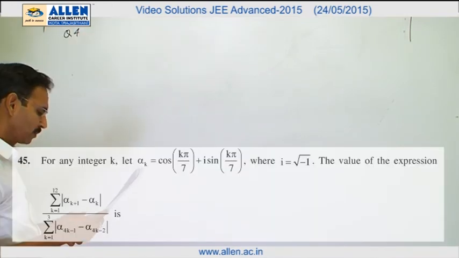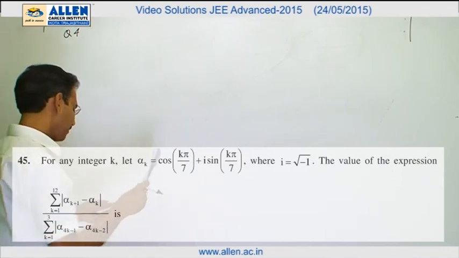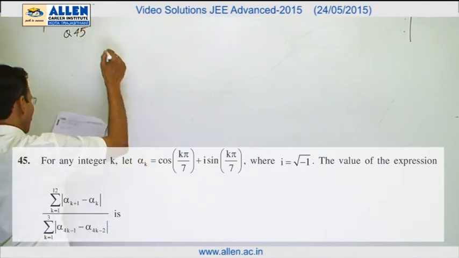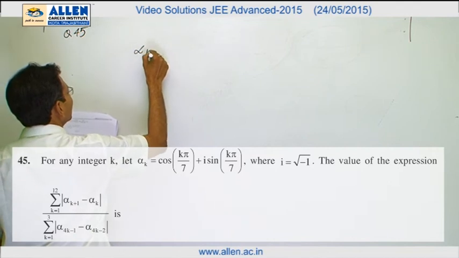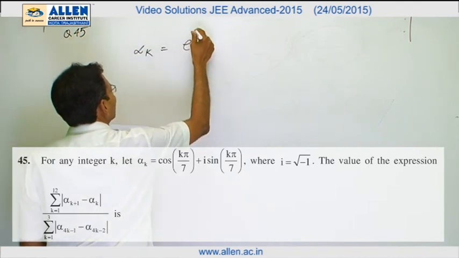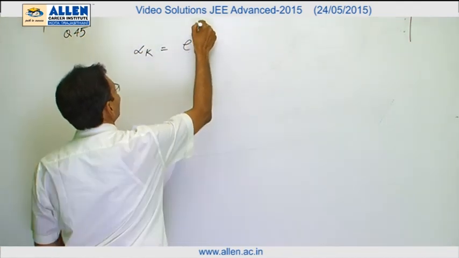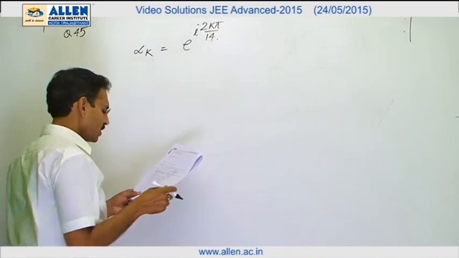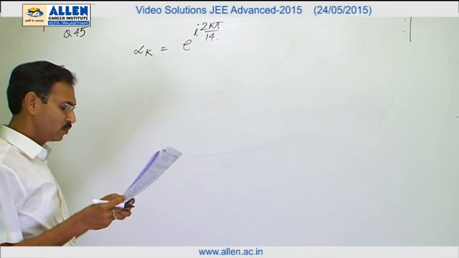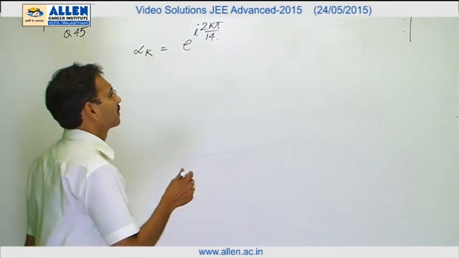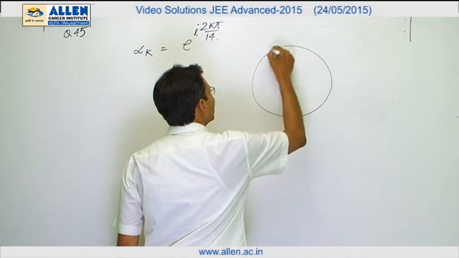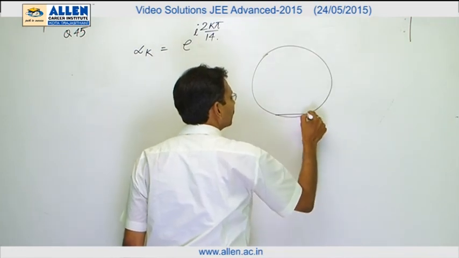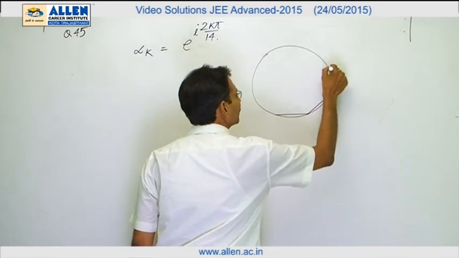That's it. Question number 45. This alpha k is e raised to the power iota 2k pi by 14. So we can say that these are the 14th roots of unity, and by joining these 14 roots we will obtain a 14-sided regular polygon.